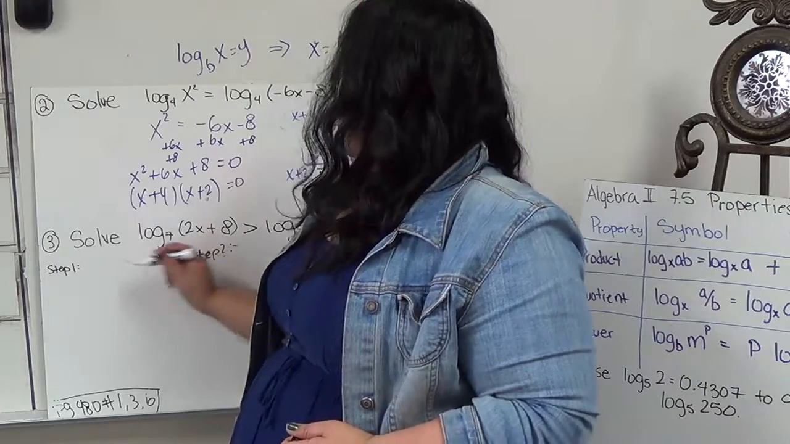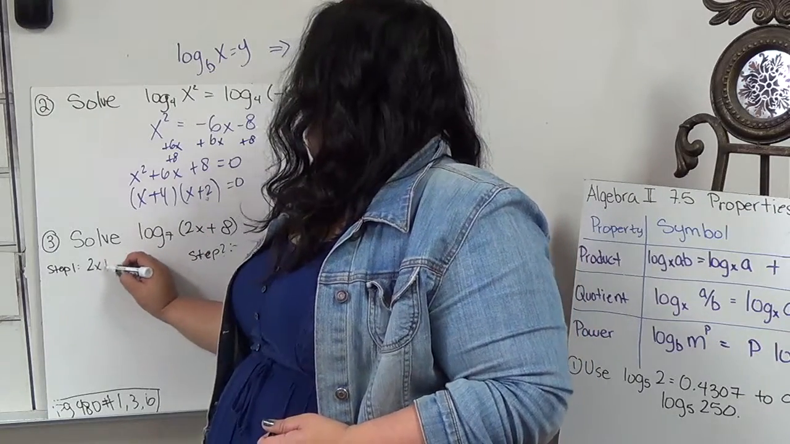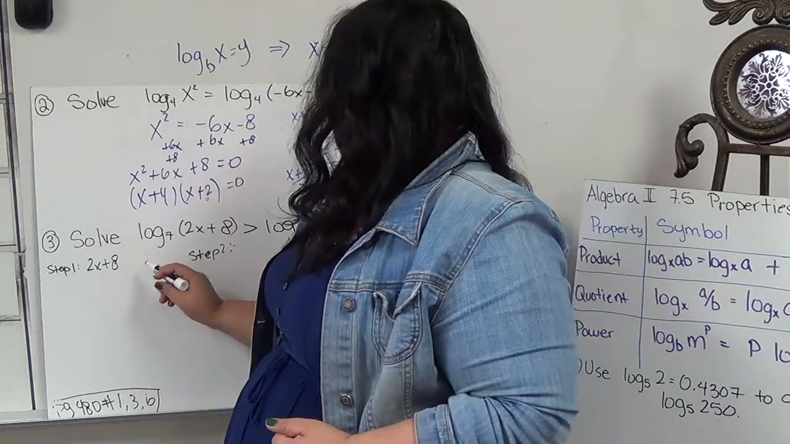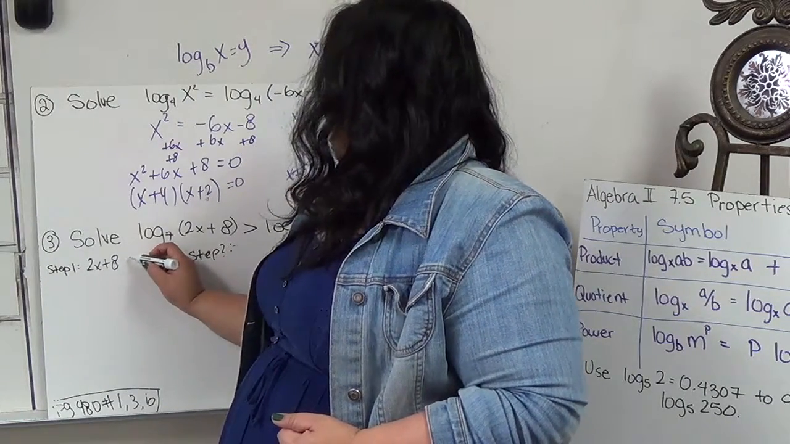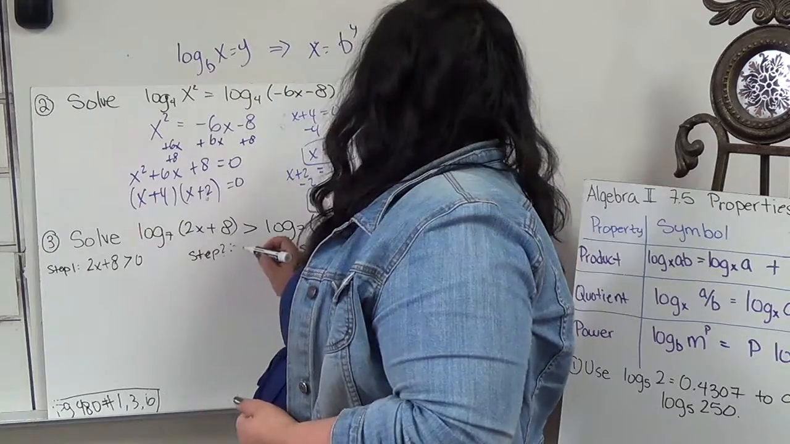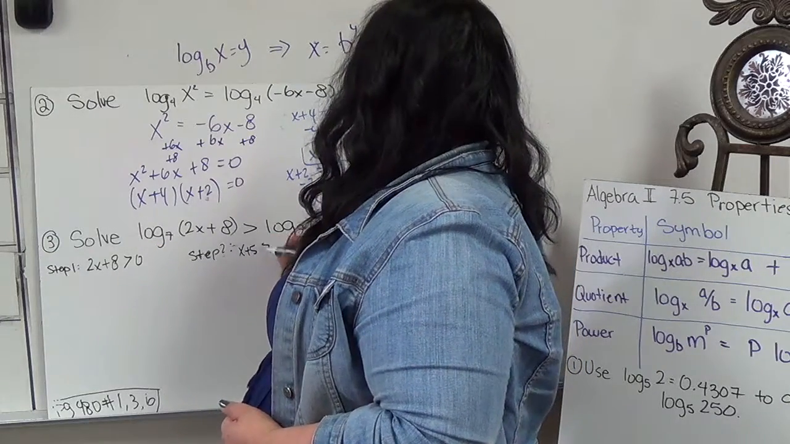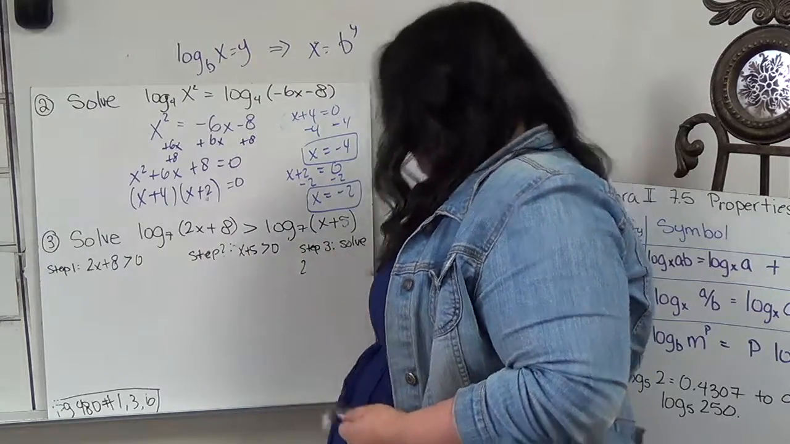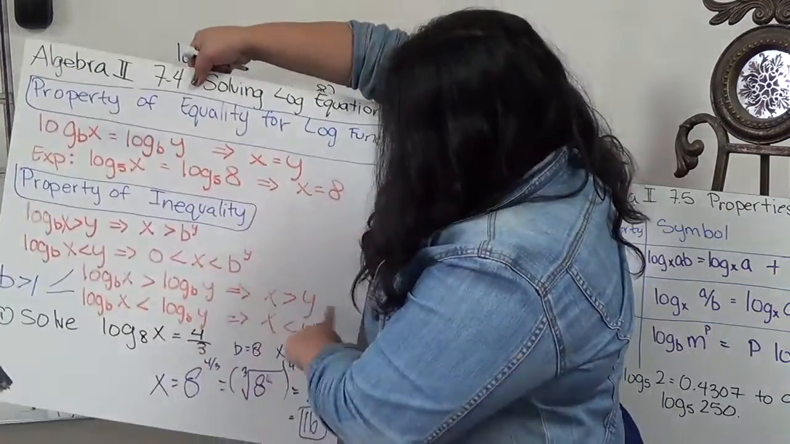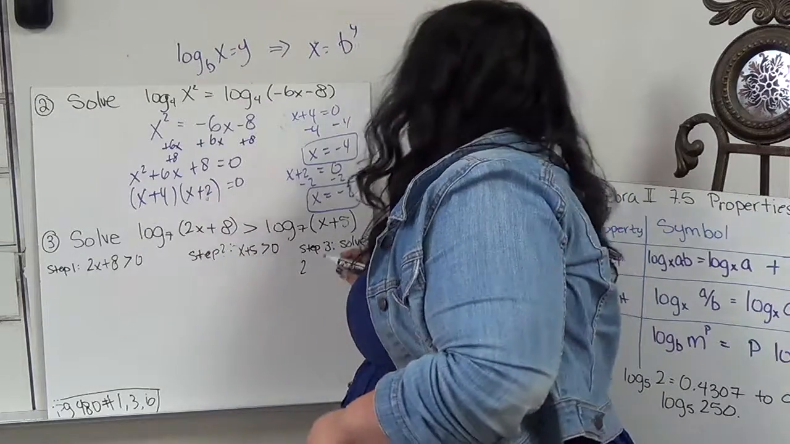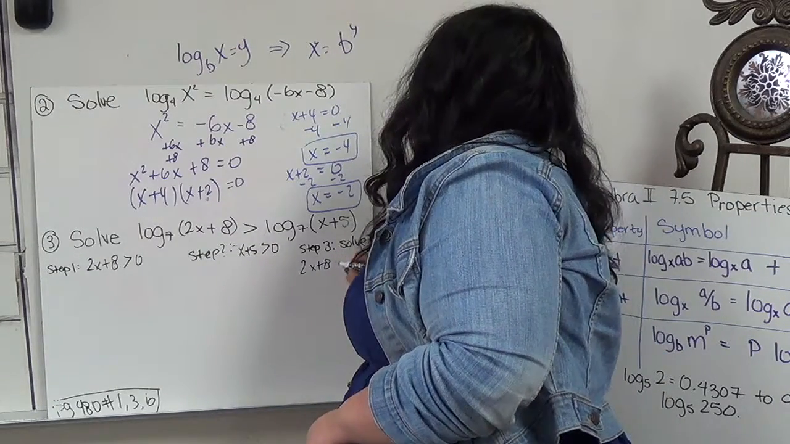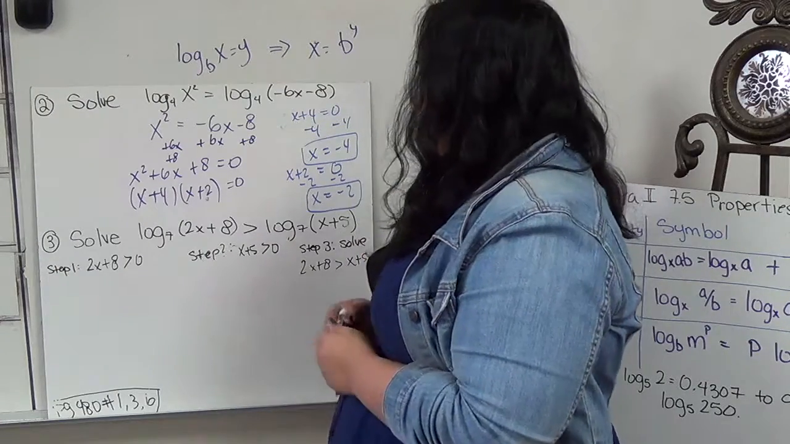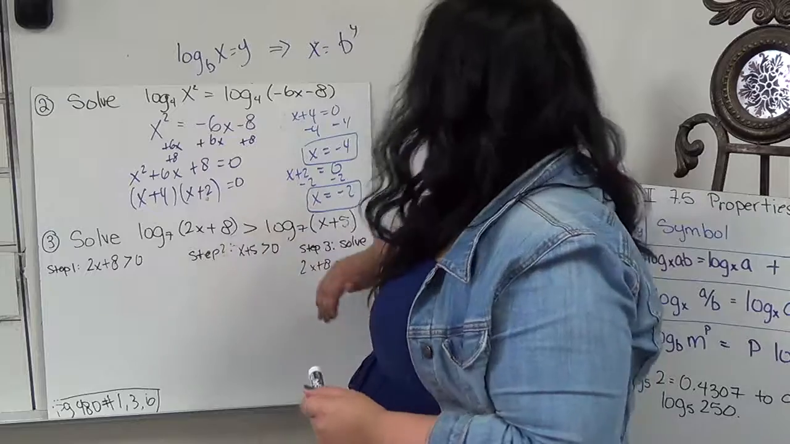So I have to know when 2x plus 8 is bigger than 0. And I have to know when x plus 5 is bigger than 0. And then I can solve it like I regularly would, which is right here, when I just do 2x plus 8 is bigger than x plus 5. So my answer has to hold true for all of these equations.